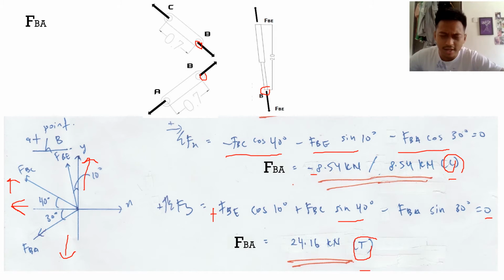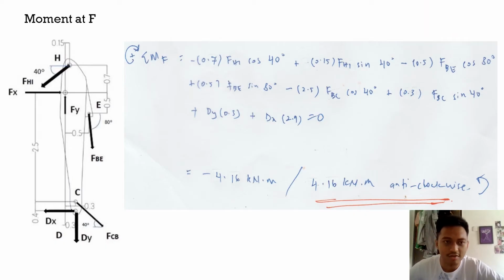Okay, after I study the overall part of the backhoe, I found that the AB must be tension for the logic one. So I accept the answer for FBA is 24.16. Okay, now let's find the moment at F. First of all we need to see the FBD here. Okay, where is point F? Point F is right here.